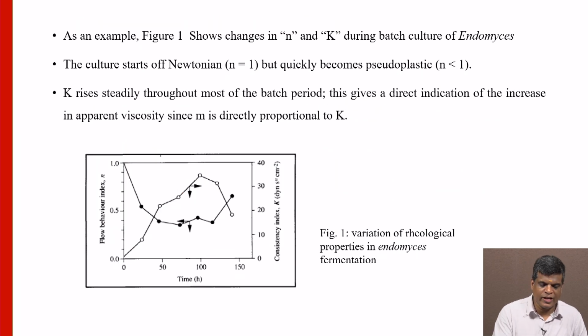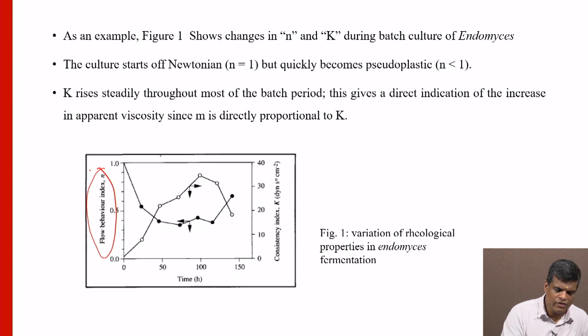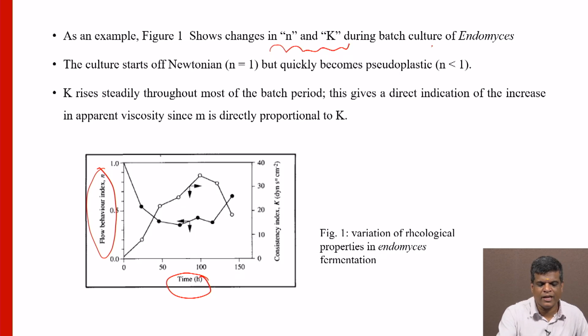A simple example of how this behaves: one axis is the flow behavior index, plotted versus time in hours, from 0 to 150 hours. Here we see how N and K change during the batch culture of Endomyces. This is an example of how Endomyces fermentation happens.